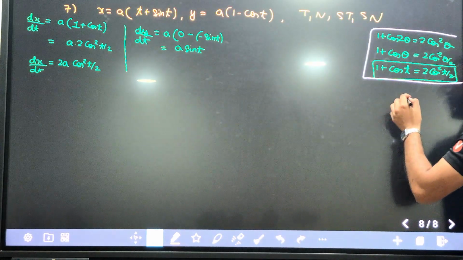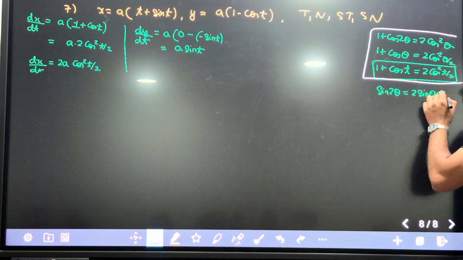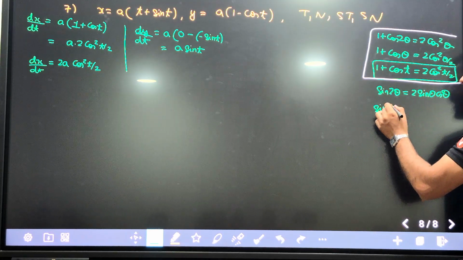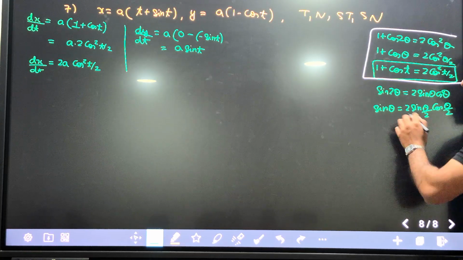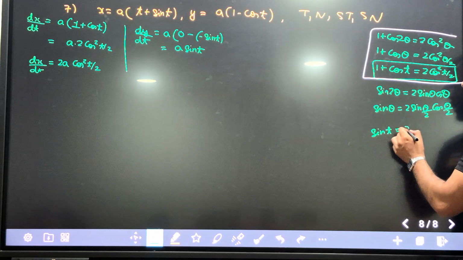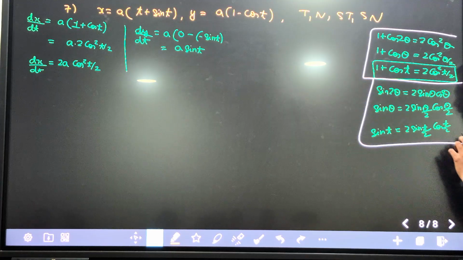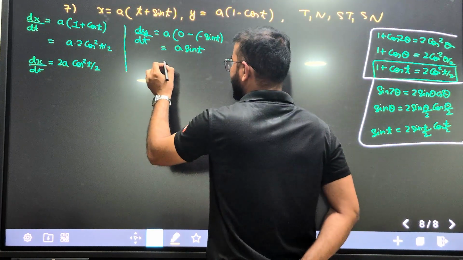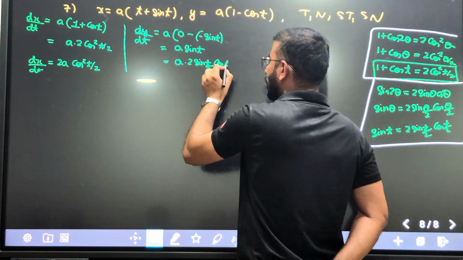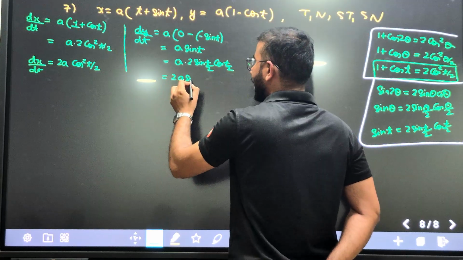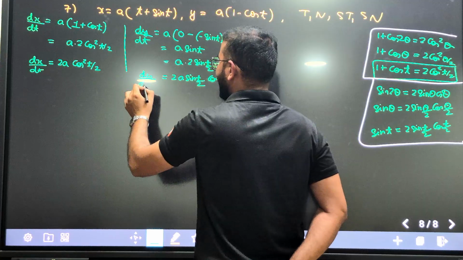Now let's see which formula we'll be using. Sin 2 theta. What is sin 2 theta? 2 sin theta cos theta. So what is the value of sin theta? 2 sin theta by 2 cos theta by 2. And what is the value of sin t then? 2 sin t by 2 cos t by 2. This value we will be using. Okay, last question. Focus, Tanish. So this would be 2a sin t by 2 cos t by 2. This is dy by dt.